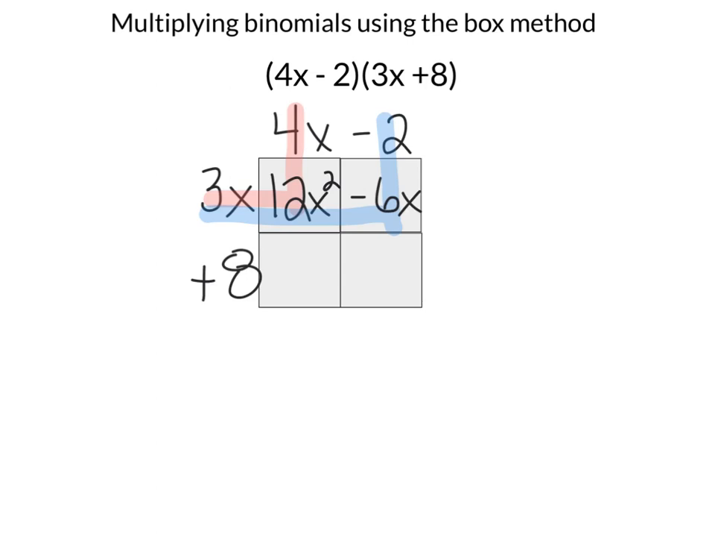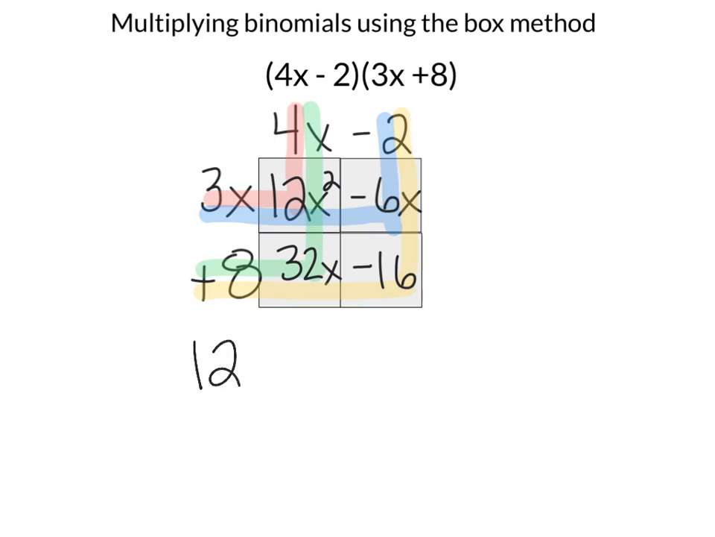I move down to my bottom left corner. Here I am multiplying 4x times 8. 4x times 8 is going to be 32x. And then I move to my last box on the bottom right. Here I am multiplying 8 times negative 2, which is going to give me negative 16. So now I'm going to rewrite those values at the bottom.